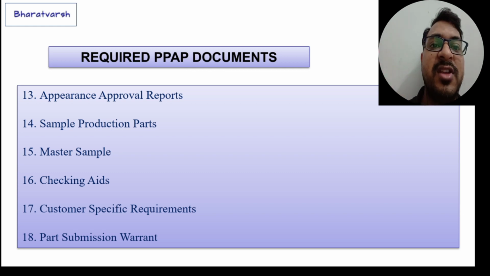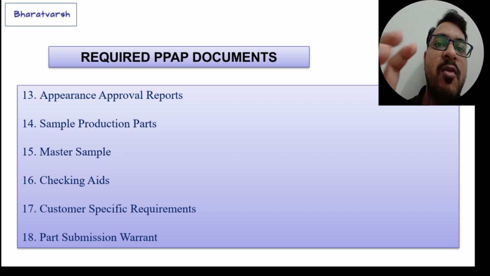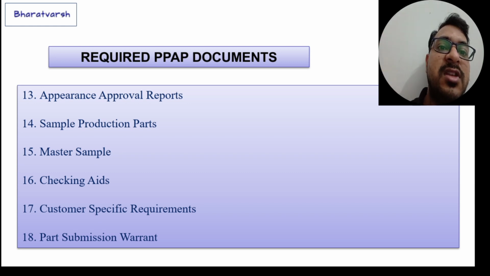17, customer specific requirement. In customer specific requirement, a separate document has to be made which shows the specific requirements of the customer, whether related to heat treatment, surface treatment, raw material, etc. It is shown in the drawing also, or in a separate customer supplier quality manual.